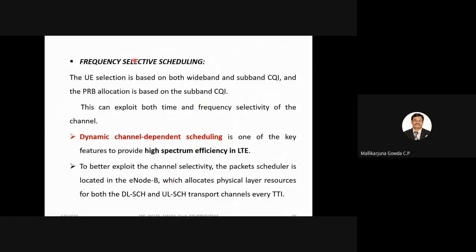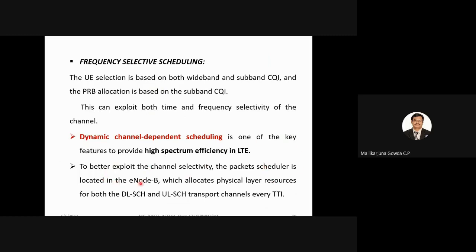So here the user equipment selection is based on both wideband and as well as subband CQI, and the PRB allocation is based on the subband CQI. It can exploit both time and as well as frequency selectivity of the channel. Hence, this dynamic channel dependent scheduling is one of the key features to provide high spectrum efficiency in the LTE.